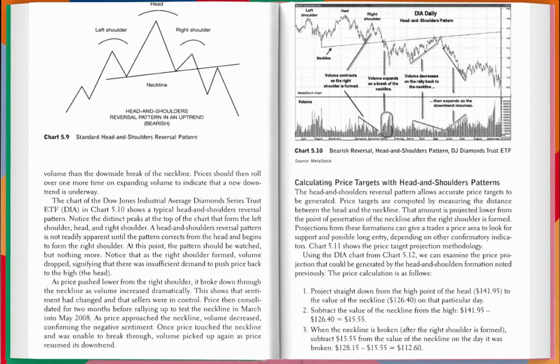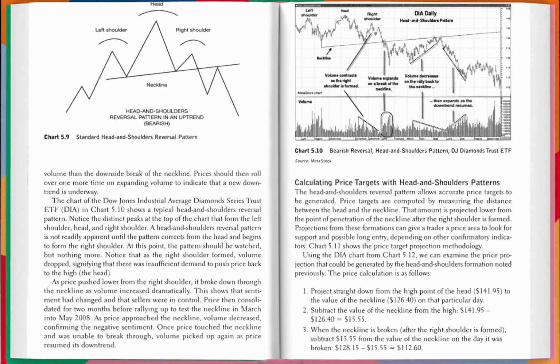Notice that as the right shoulder formed, volume dropped, signifying that there was insufficient demand to push price back to the high, the head. As price pushed lower from the right shoulder, it broke down through the neckline as volume increased dramatically. This shows that sentiment had changed and that sellers were in control. Price then consolidated for 2 months before rallying up to test the neckline in March into May 2008. As price approached the neckline, volume decreased, confirming the negative sentiment. Once price touched the neckline and was unable to break through, volume picked up again as price resumed its downtrend.